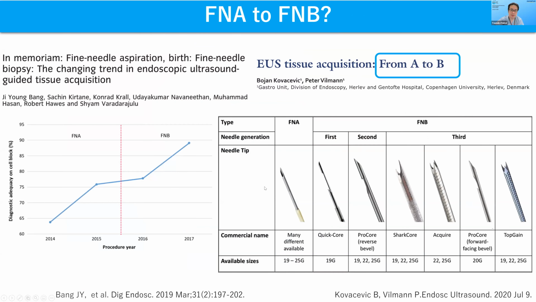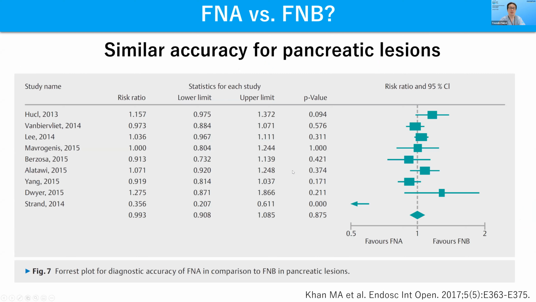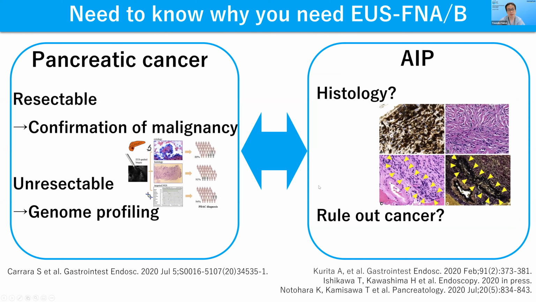I don't know about Vietnam, but in Japan or other countries, right now we are using FNAB needles more and more. There are so many needles recently. But as we all know, EUS-FNA is good enough for the diagnosis of cancer. So by using FNB, you cannot increase the diagnostic accuracy in pancreatic lesions. However, sometimes we need a large chunk of tissue, like in pancreatic cancer, and if it's unresectable, we may need genome profiling in the future. So we choose FNB needles.